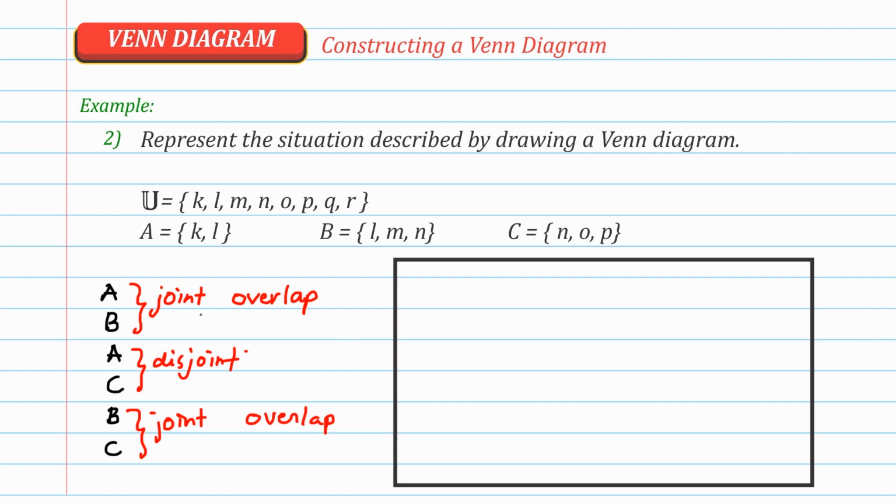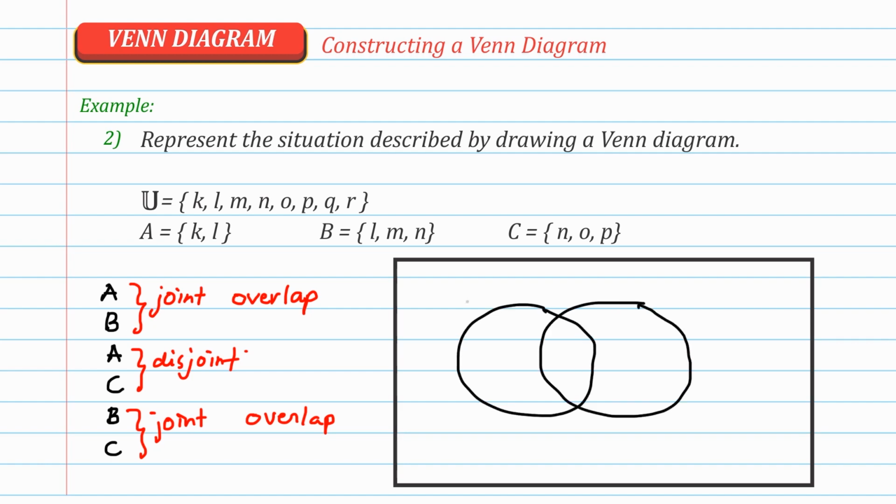A and B should be overlapping. So let's try to draw. This is A and this is B. So they are overlapping. Let me label. Next, A and C are disjoint. So si C dapat hindi nakadikit kay A. Pero sige, let's leave that muna. There are just too many possible positions for C. Let's look at the last condition.